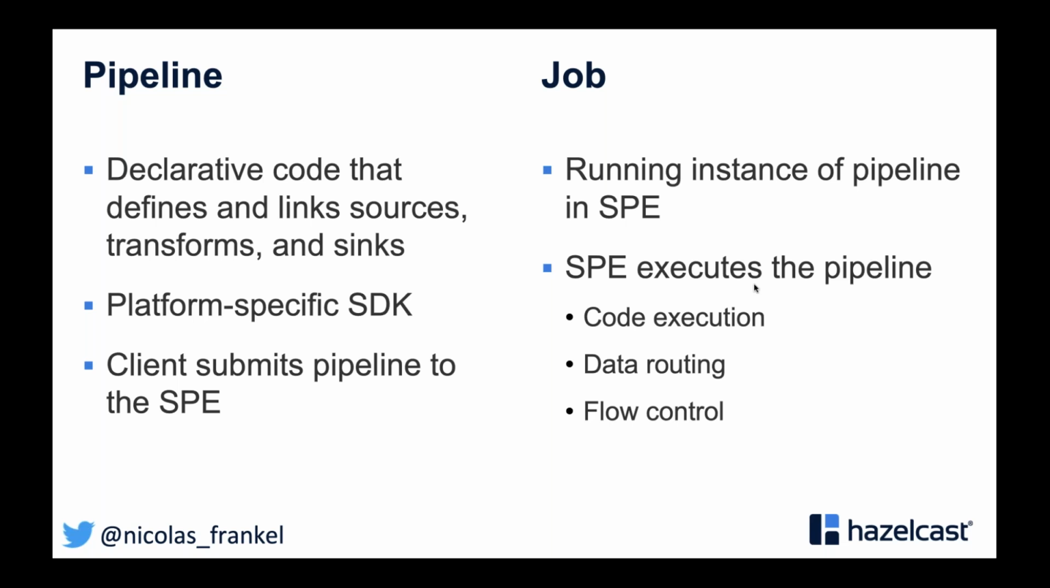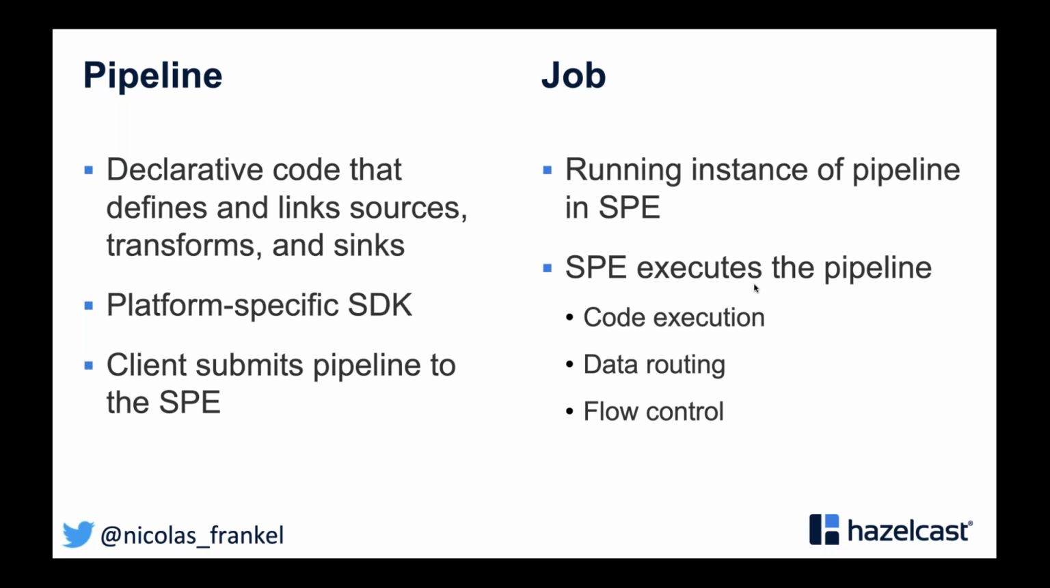Jet has concepts which are probably the same in every stream processing engine. On the left side, you have the pipeline. The pipeline is the declarative code: where you will be reading from, what transform you will execute, and where you will be writing to. Then you write that code, and a client takes that code and pushes it to the stream processing engine. It's the job of the stream processing engine to read the code, execute it, and distribute it over the different nodes. And then it becomes a job.